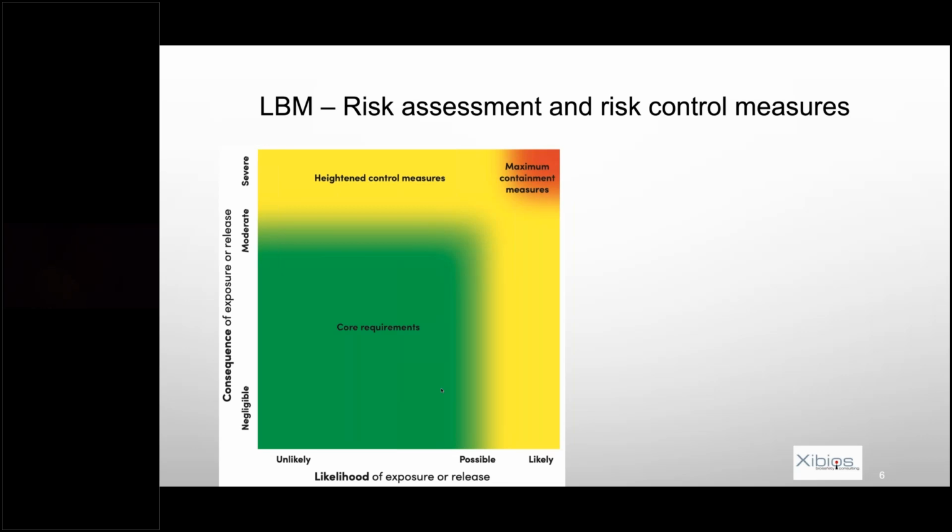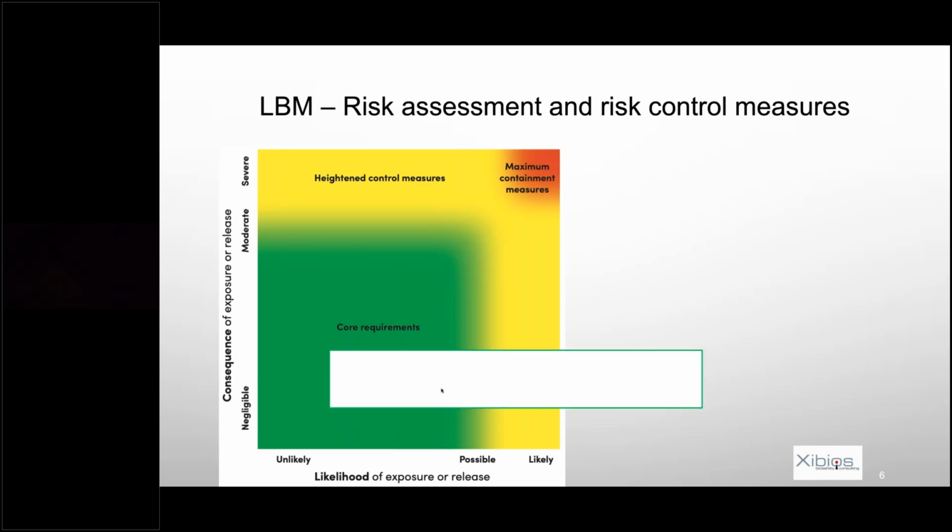also be quite moderate. In yellow, you have a higher level of risk because the likelihood of exposure or release is higher, but also the consequence would be more severe. And in red, that's the extremely high likelihood and extremely high consequences. And so that's really something which is highly hazardous, highly risky.